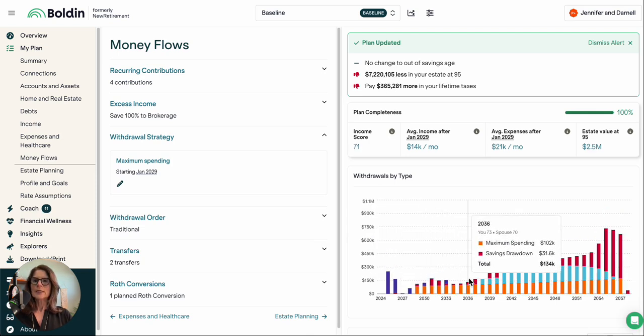The maximum spending strategy will withdraw down to your legacy goal or zero if you don't have one, to illustrate your spending capacity.